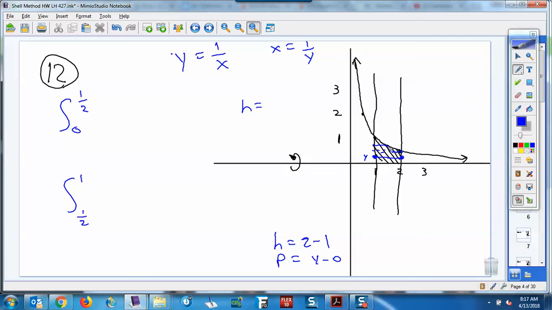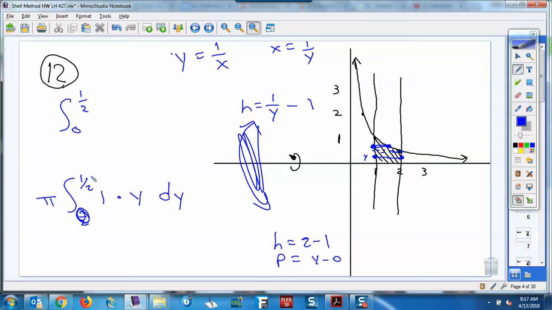What's h on this top one? 1 over y minus 1, right? So this is going to be h, which is 1, times y dy with a pi out in front. Oh no, that's the top one. No, I got these backwards though. I got these backwards. Now I know. Okay, so here's the bottom one, 0 to 1/2, and then this one, there's your h.